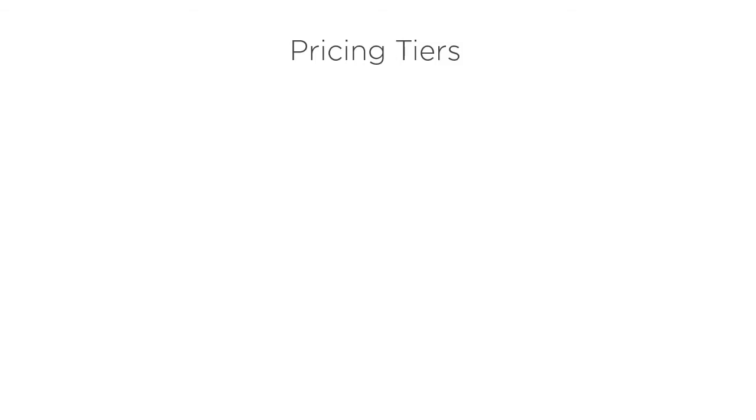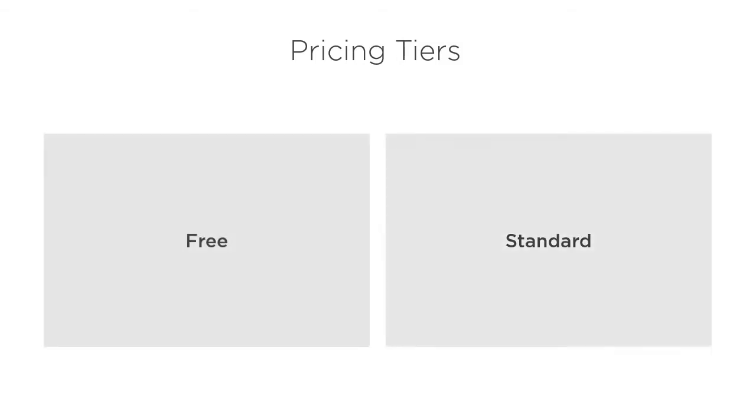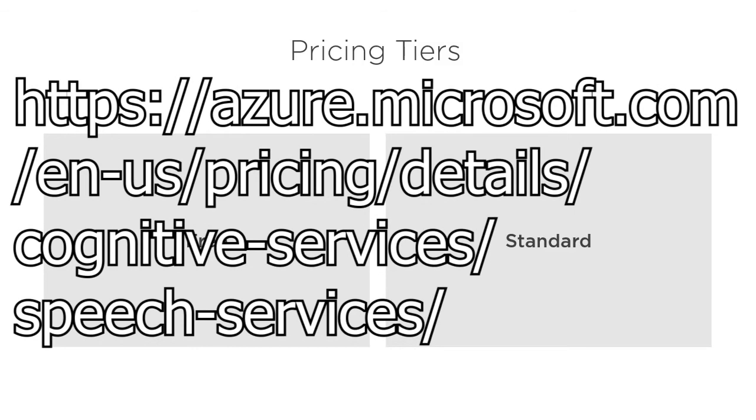Speech-to-text pricing is broken up into two tiers, free and standard. Free offers one concurrent request with limited usage per month. Standard offers up to 20 concurrent requests with per hour, per model, or per character pricing models for the different service types. Costs vary for standard, custom, and neural voices. For more information, visit the Azure pricing page for Cognitive Services speech services.